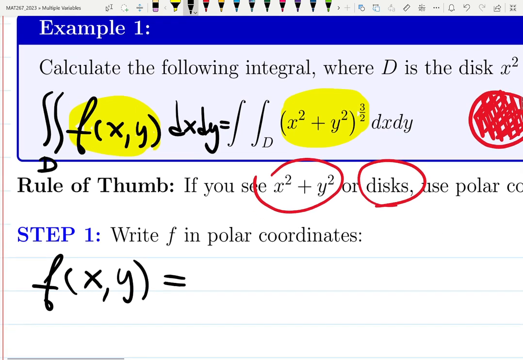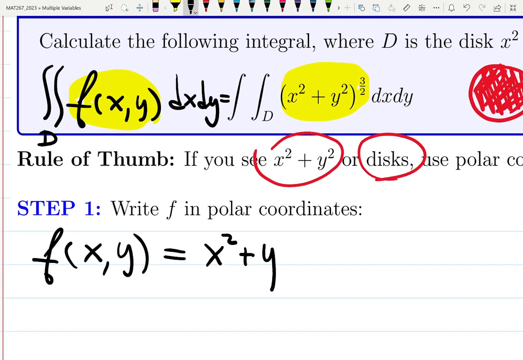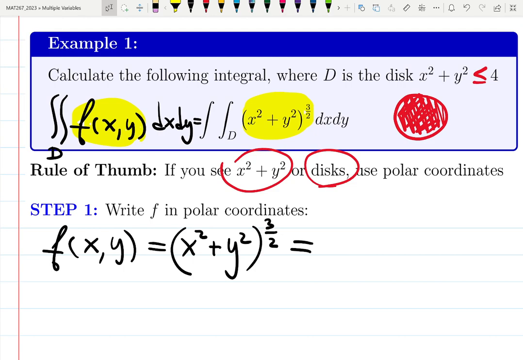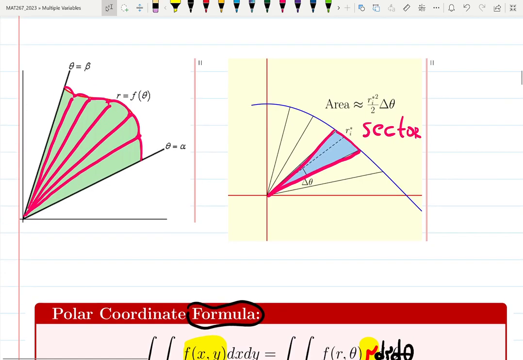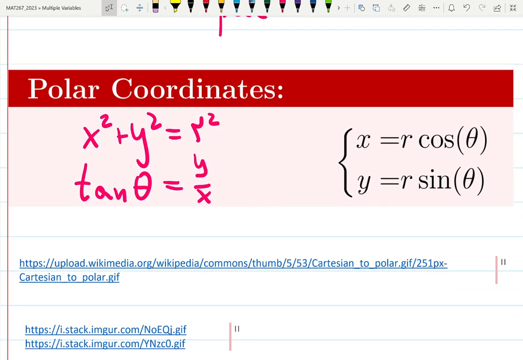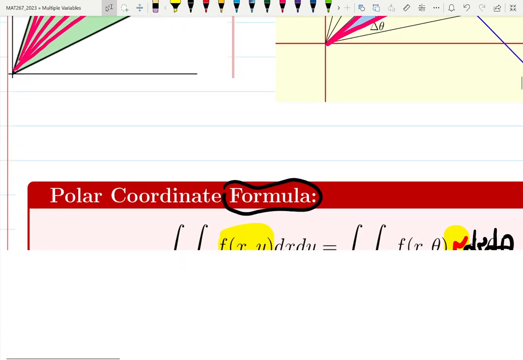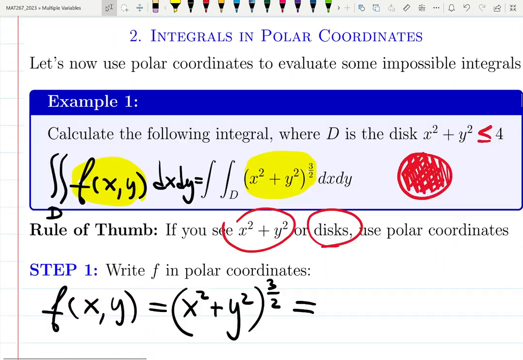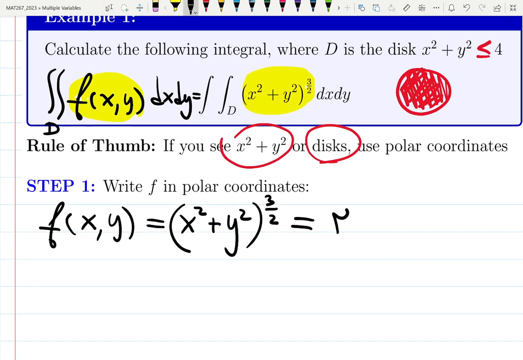So let's write down: f is x squared plus y squared raised to the 3/2. Step 1, rewrite it in polar. We're changing everything to polar. So you use the knowledge you have, and you don't have lots of formulas. This is what you have. So you stare at this and you rewrite. You can write x as r cosine, y as r sine. But there's a shortcut: x squared plus y squared equals r squared. So we're using the formula x squared plus y squared equals r squared. R squared, but don't forget it's raised to the 3/2.